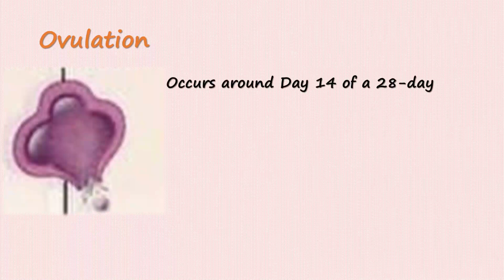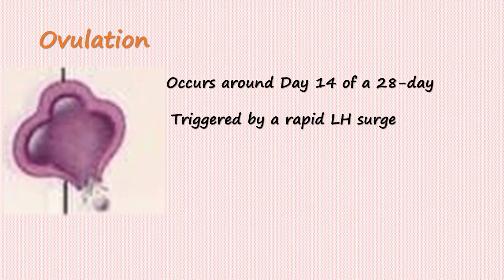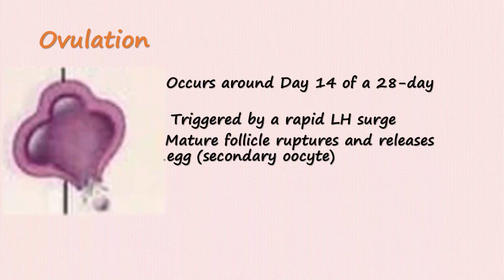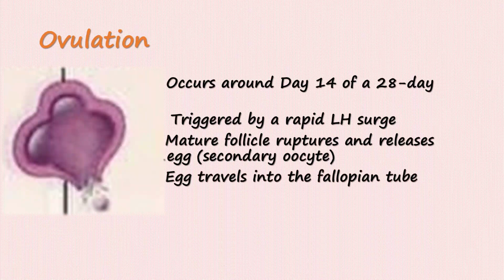The next phase is ovulation. It occurs around day 14 of a 28-day cycle. Thanks to the LH surge, the mature follicle ruptures and releases the secondary oocyte. Ovulation, put simply, is the egg yelling, I am free, and diving into the fallopian tube ready for fertilization.